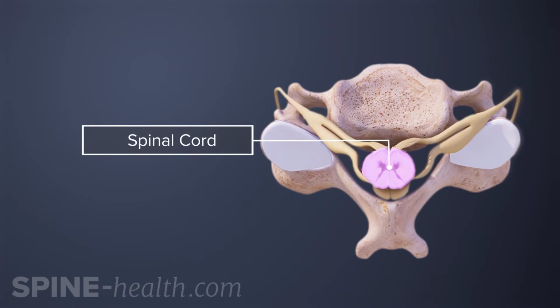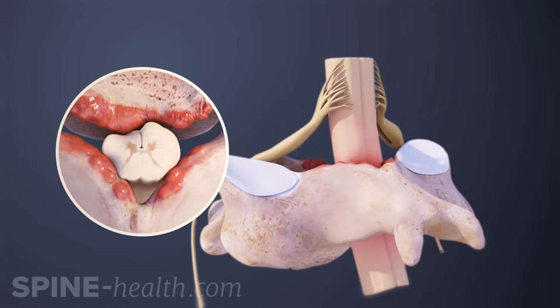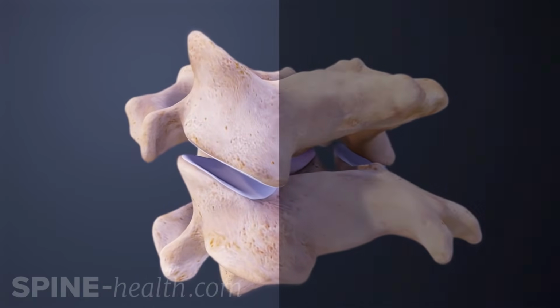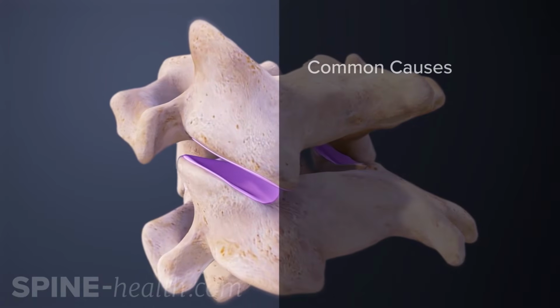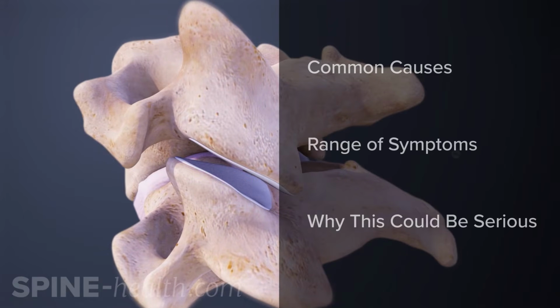Spinal cord compression occurs whenever an anatomical structure puts pressure on the spinal cord. It is a potentially serious condition that warrants prompt medical attention. This video walks you through the common causes of spinal cord compression, the range of symptoms, and a description of why it can be a serious medical condition.